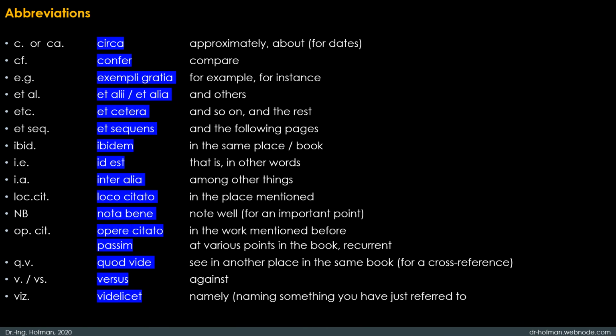Here you can see some frequently used abbreviations for your scientific work.